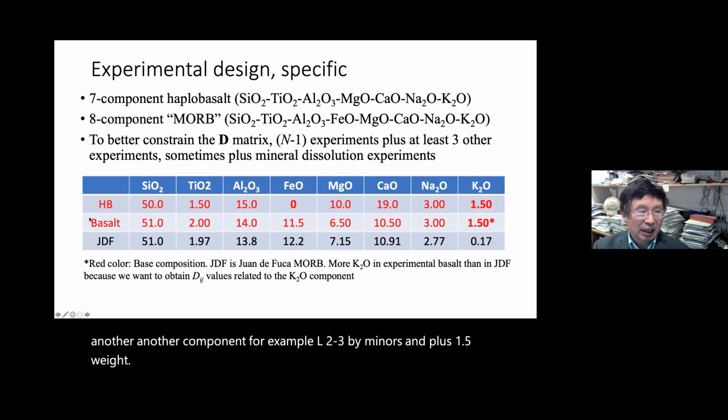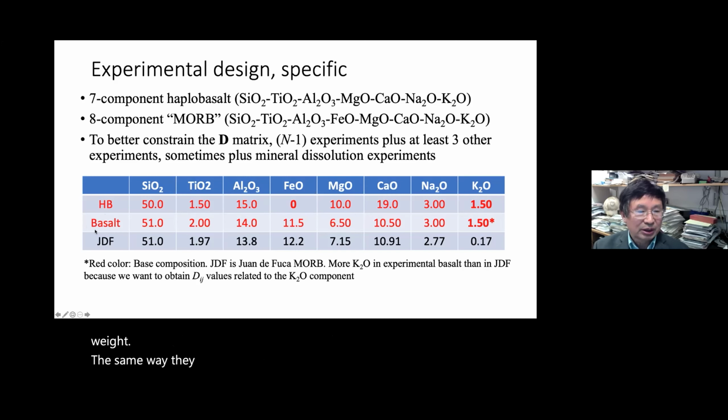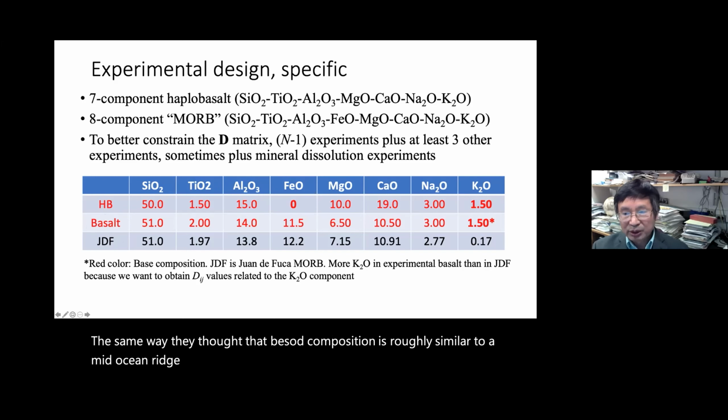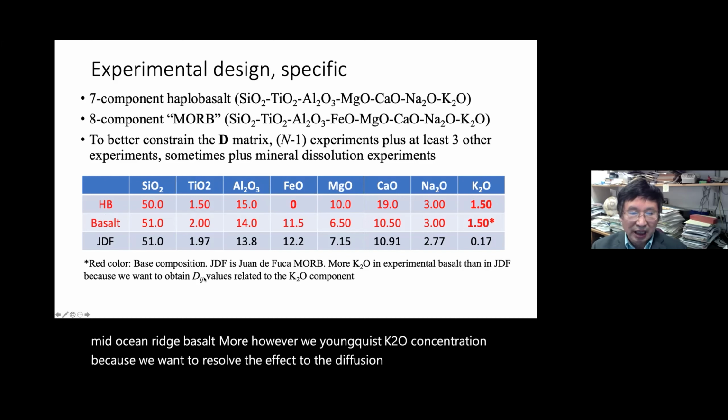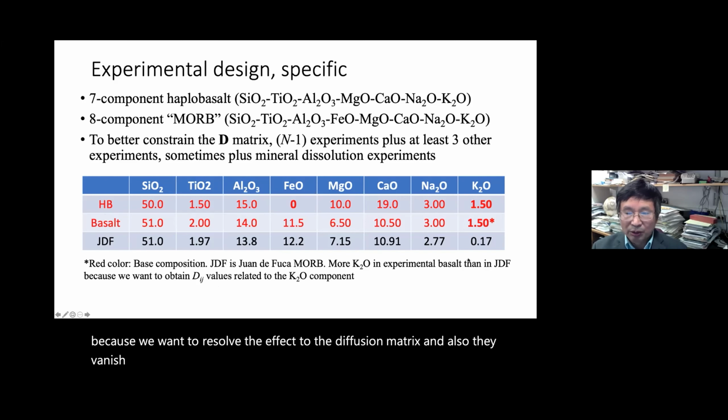The same with the basalt. The basalt composition is roughly similar to a mid-ocean ridge basalt. However, we increased the K2O concentration because we want to resolve the effect of K2O on the diffusion matrix, and also the Dij values related to K2O. If the K2O concentration is too low, we would not be able to resolve that.